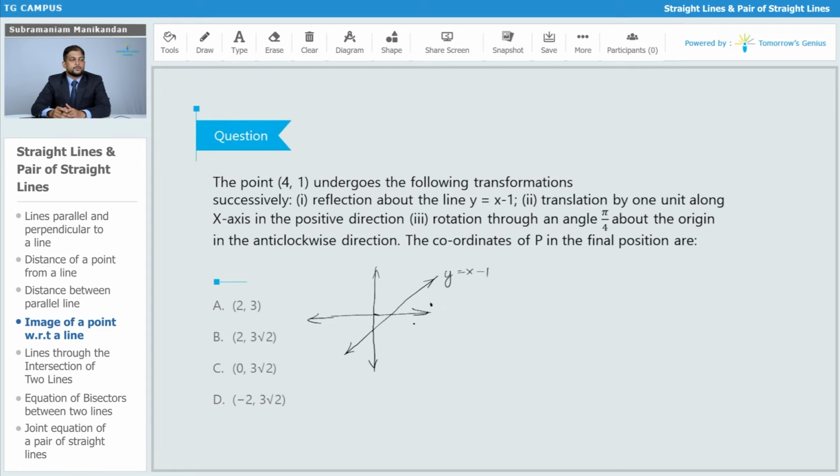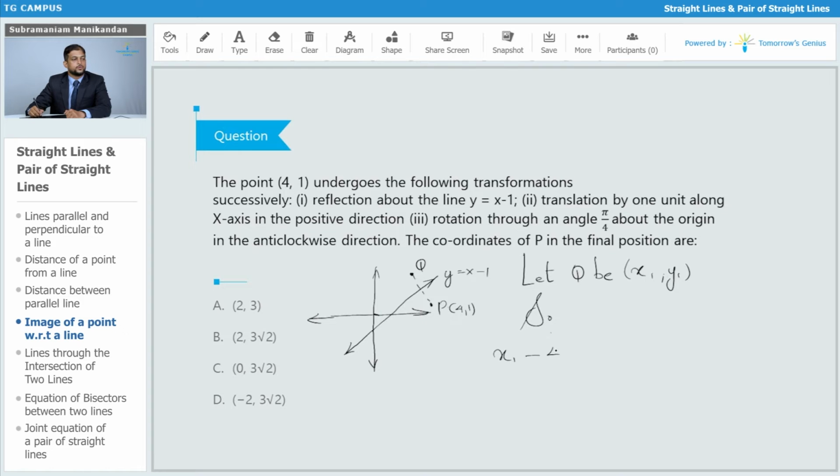Now, the point is reflected about the line y is equal to x minus 1. So x minus 1 acts as a mirror. Suppose this is the point where we start, 4,1. So the reflection will be somewhere over here. Let's call it Q. We have to find the coordinates of the point Q, because only after that can we find out where the second step will bring the point to. Okay, so let Q be x1, y1.